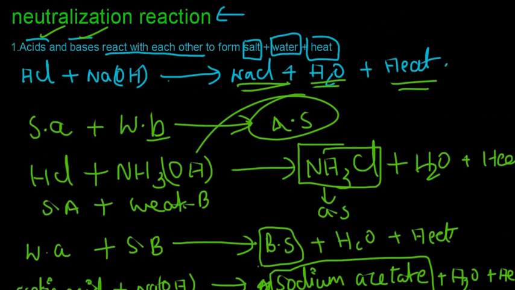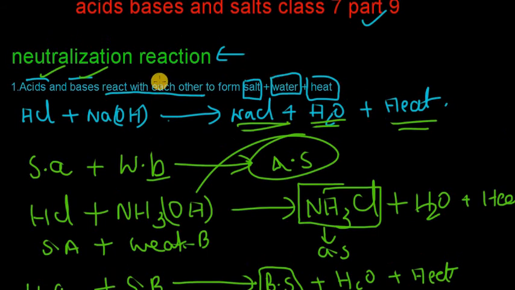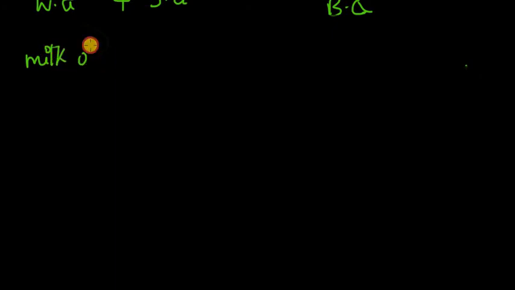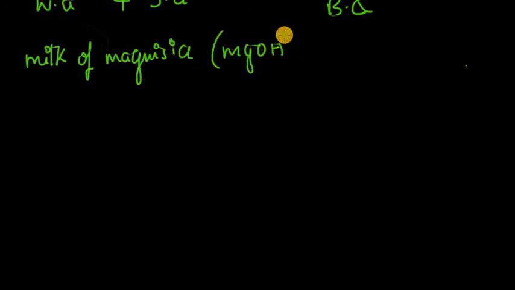So we now talked about what a neutralization reaction is, the products of the reaction, and what acidic salts, basic salts and neutral salts are. Now let's talk about neutralization in daily life. We talked about milk of magnesia, do you remember it? It is none other than magnesium hydroxide, which is a base.